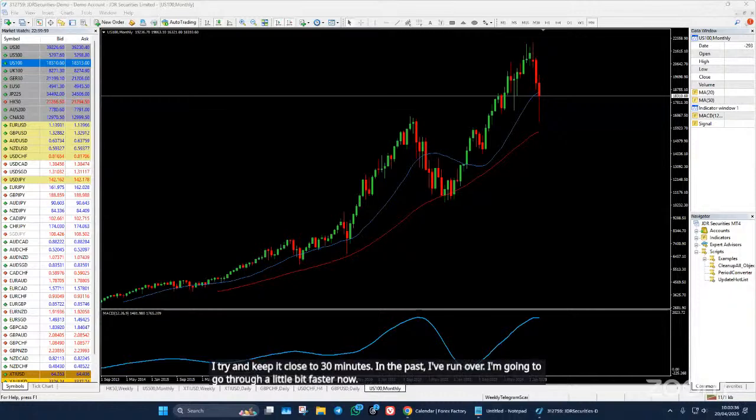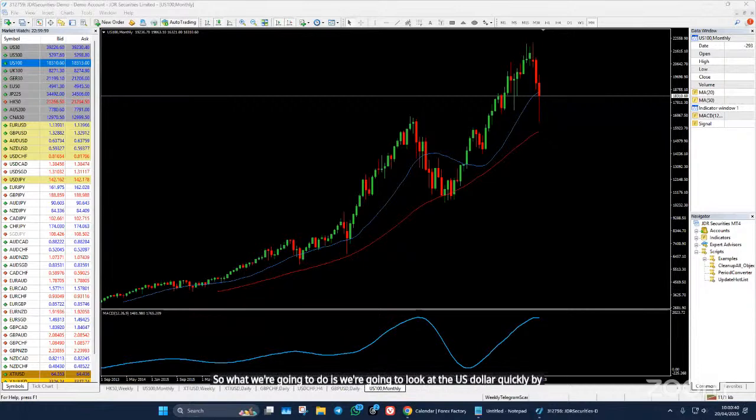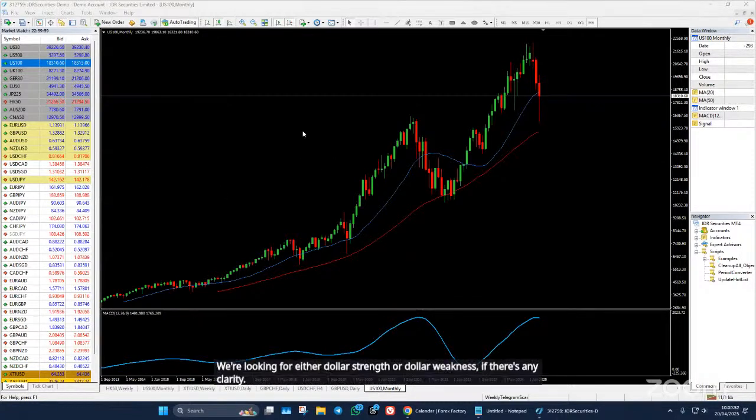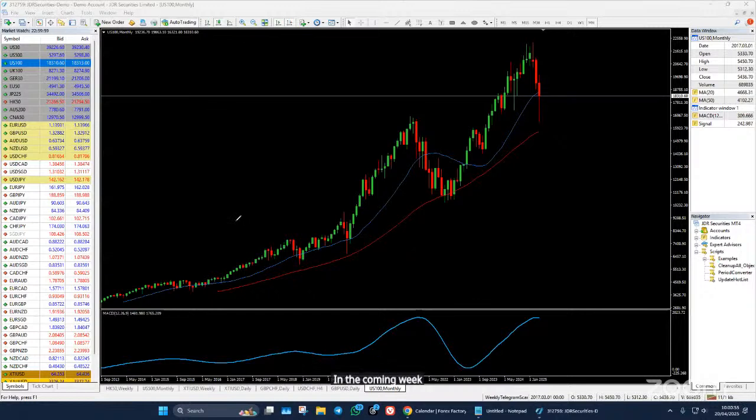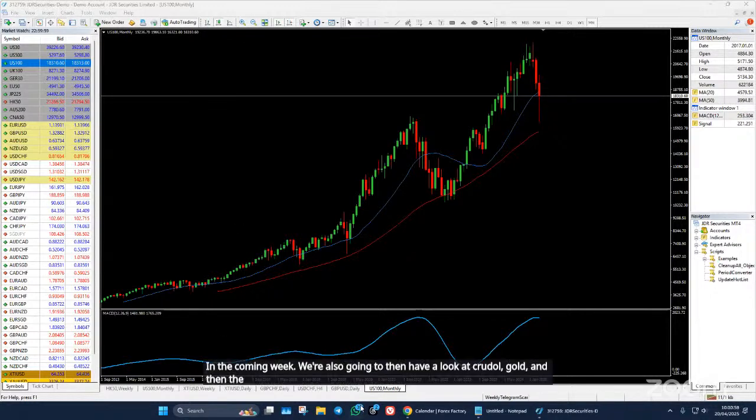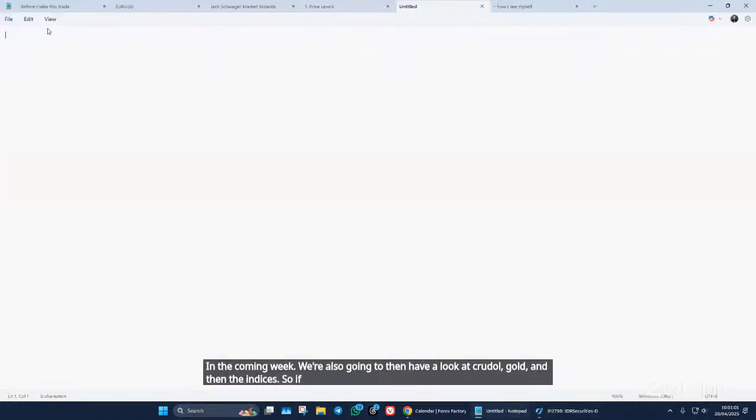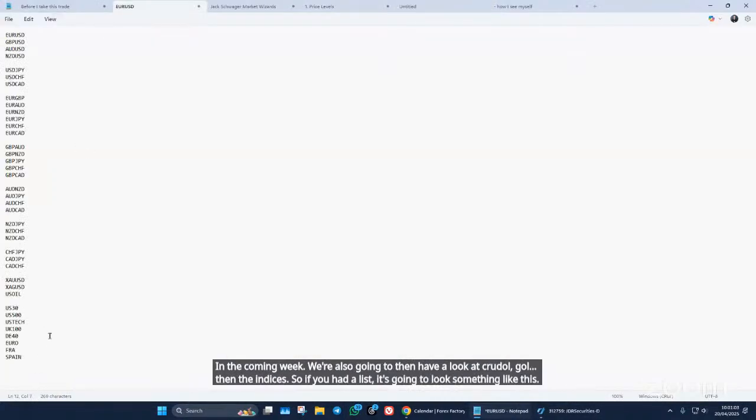So what we're going to do is look at the US dollar quickly by looking at the majors. We're going to see if there's any common signal from the dollar within euro dollar, GBP dollar, dollar yen, and so on. We're looking for either dollar strength or dollar weakness if there's any clarity in the coming week. We're also going to have a look at crude oil, gold, and then the indices. So if you had a list, it's going to look something like this. Okay, that's the main list.